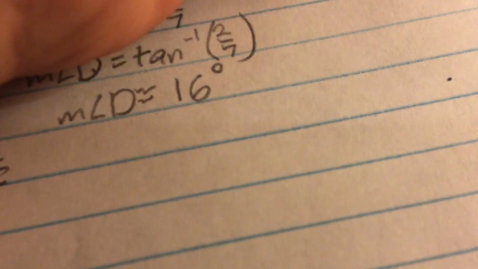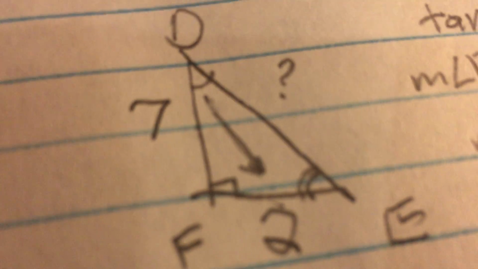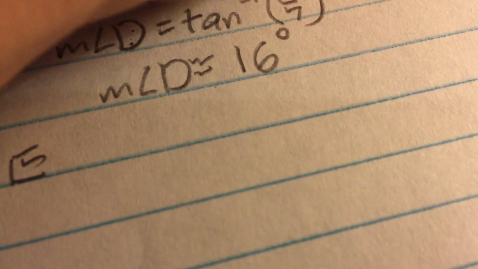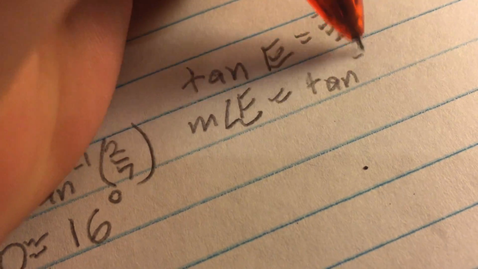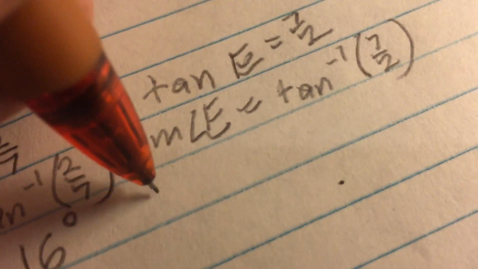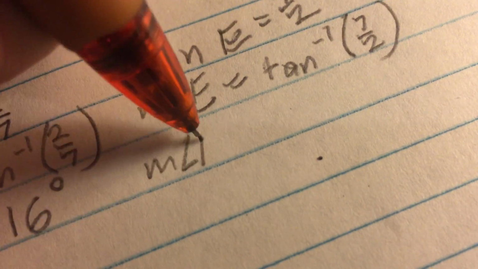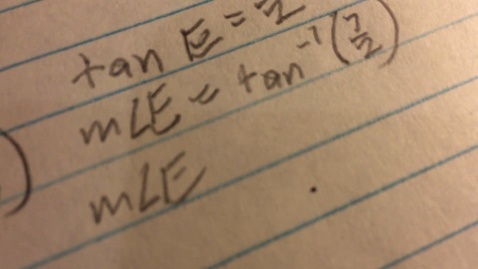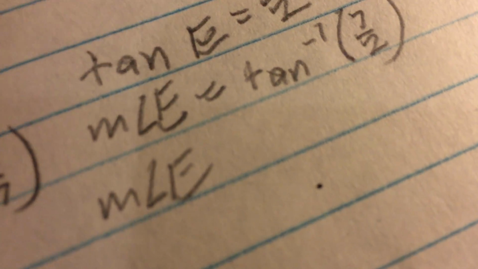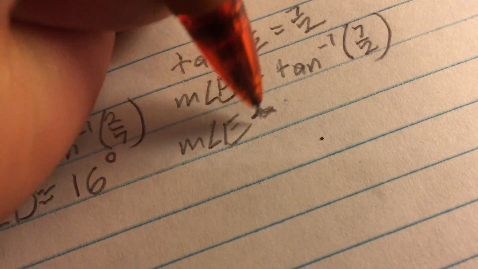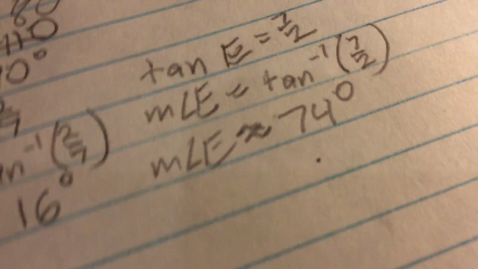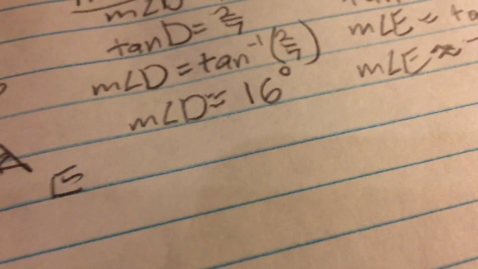Then we go tangent E, which equals 7/2. Measure of angle E equals inverse tangent of 7/2. And then if you solve that, you should get about 74 degrees. You guys get that? Okay, we're gonna move on.